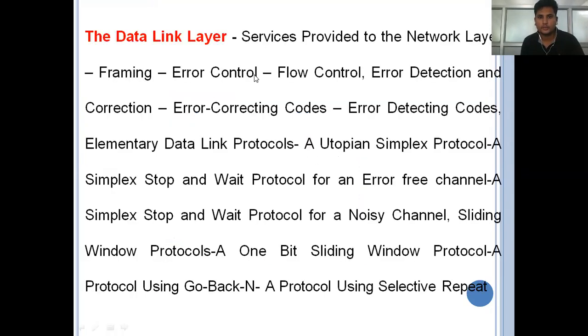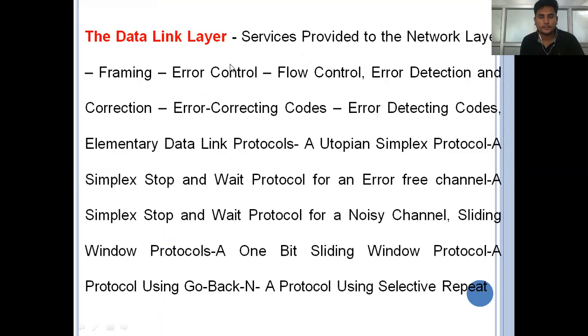Unit number 3 is the data link layer, the syllabus belonging to the data link layer. In the previous videos, we covered the introduction to the data link layer, the services provided to the network layer, what framing is and how framing is done, and what is meant by error control and flow control. These are the topics we covered in the past four videos.